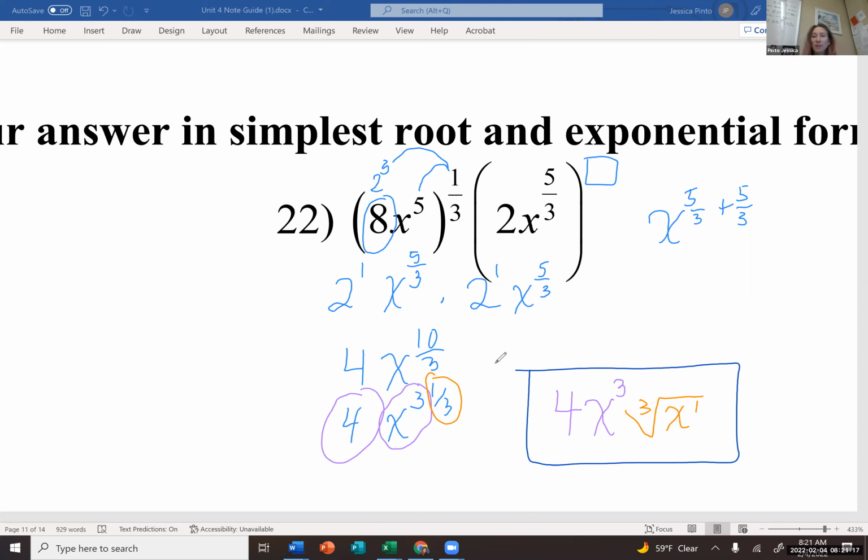So we took care of the outer exponents first, then we multiplied. And when we multiplied, since we had similar bases, we added our exponents. Then we converted to the mixed number. We took the whole number parts to the outside, and the fractional parts were left in radical form. In terms of exponential form, it is shown right here as x to the 10 over 3. That's the exponential form.